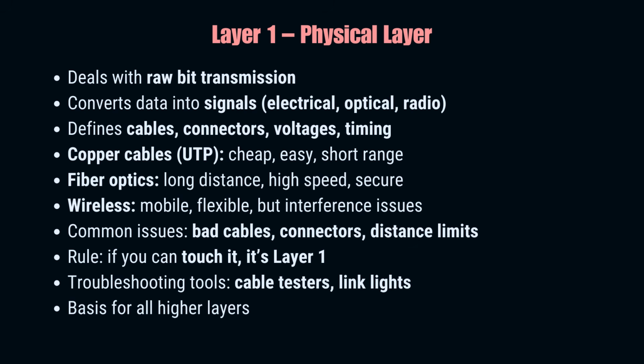Fiber optic cables provide high-speed, long-distance transmission, immunity to electromagnetic interference, and excellent security, but cost more and require specialized equipment. Wireless transmission offers mobility and easy deployment, but faces security concerns, interference issues, and distance limitations. Common Layer 1 problems include cable faults, connector issues, interference, distance limitations, and power problems. Remember, if you can physically touch it, it's likely a Layer 1 component.